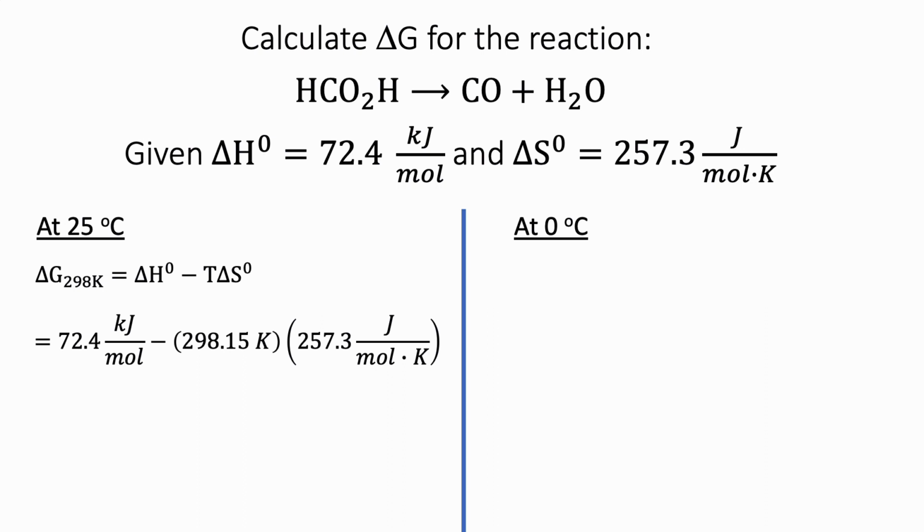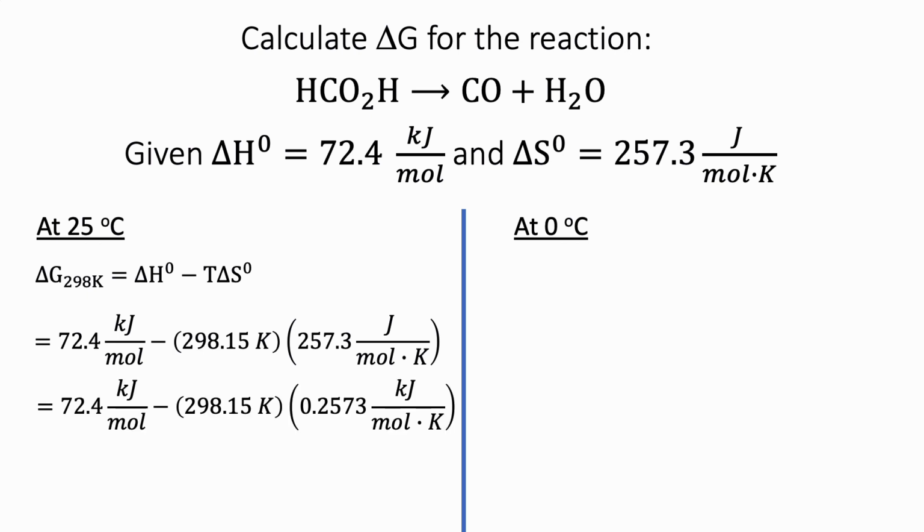Once again, we have the issue of having joules per mole Kelvin for the entropy and kilojoules per mole for the enthalpy. So I'm going to convert the entropy into kilojoules per mole Kelvin. And now we can just run that through our calculator. And we get negative 4.31 kilojoules per mole. So under standard conditions, this is a spontaneous reaction.